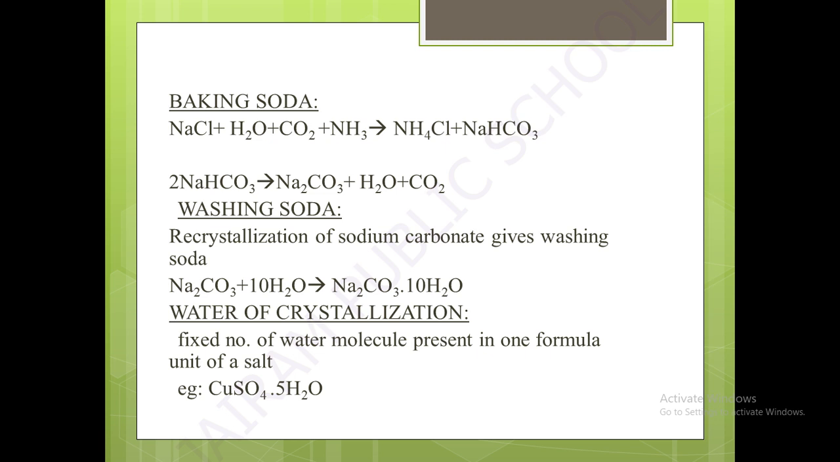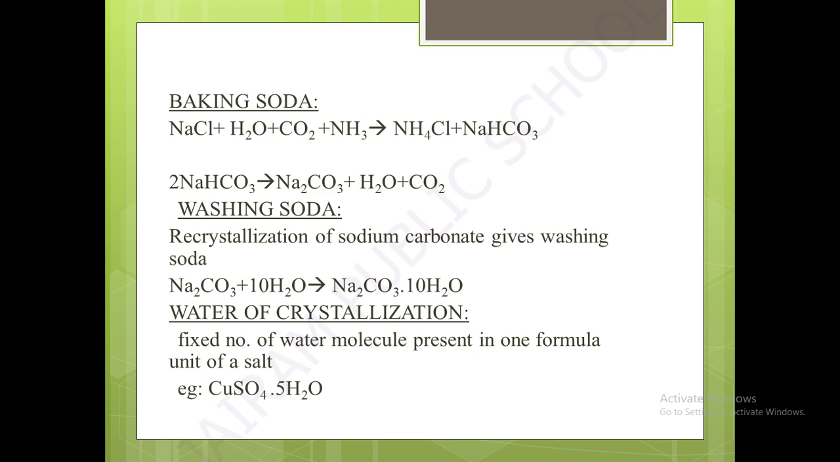How we prepare it: we take sodium chloride and react it with water, carbon dioxide and ammonia. The products obtained are ammonium chloride as well as sodium bicarbonate. If you heat this sodium bicarbonate again, it will form another product, sodium carbonate, water as well as carbon dioxide. The products obtained are all very useful.